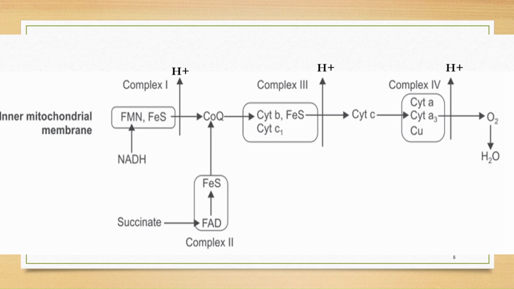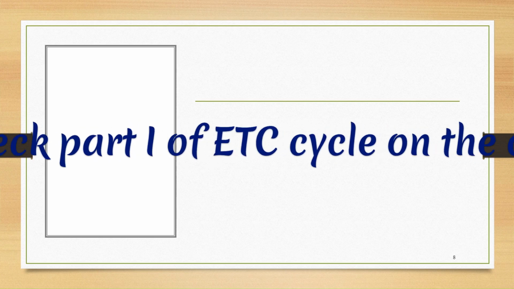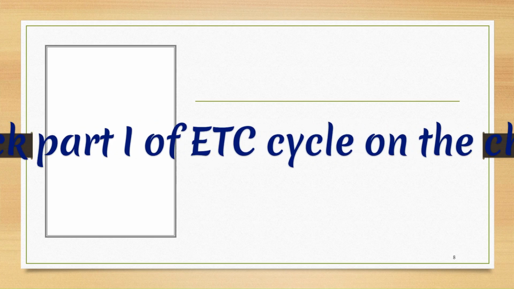And this causes a gradient which eventually causes oxidative phosphorylation, which is simply the addition of phosphate to ADP, which produces ATP. We talked about the mechanism of that, so if you want, you should go back and check it.